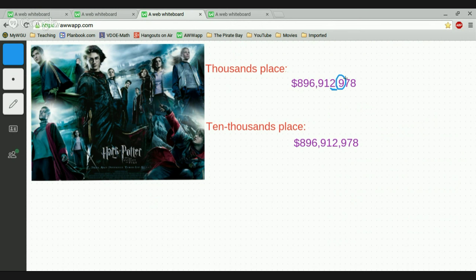Now that 9, let's see, 5 or above, give it a shove. 9 tells the 2 to become a 3. We don't have to box it out here because we're moving the 2, not the 9. So that becomes a 3. Digits in the front stay the same.